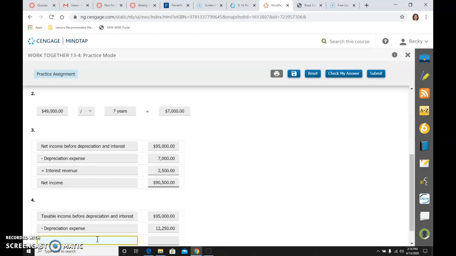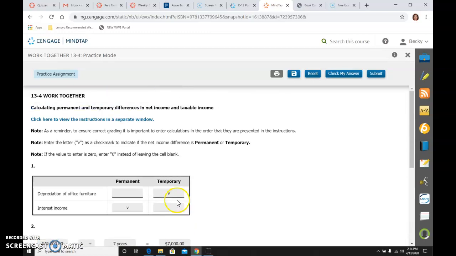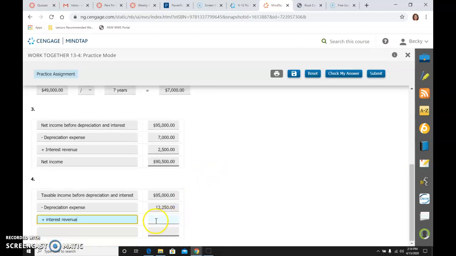And then we would add interest revenue. The directions said the value to enter is 0, so enter 0 instead of leaving the cell blank. Even though they wouldn't record it for tax purposes, we're putting a 0 there because it's tax-exempt interest on bonds. And that is equal to our taxable income. If we add and subtract that out, we get $82,750.